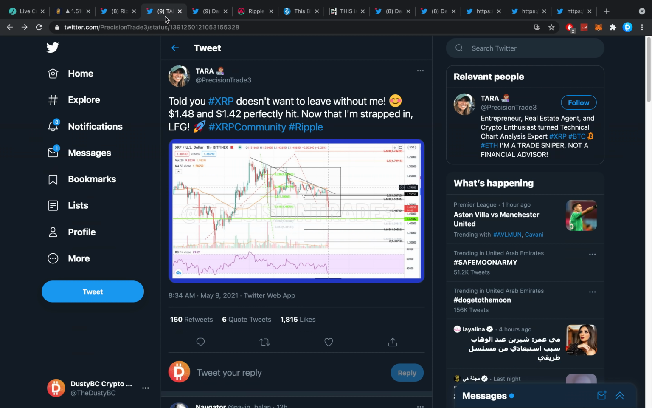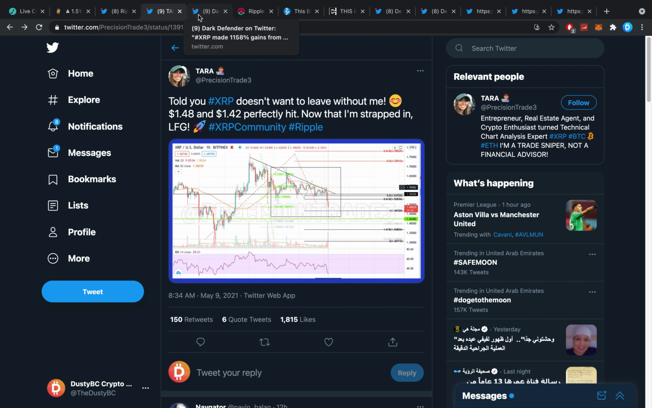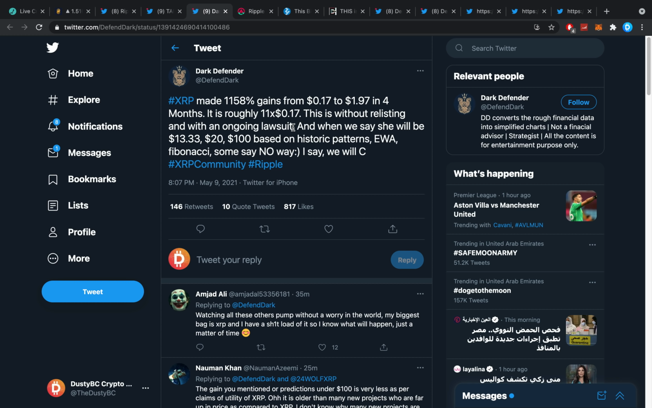Once more, guys, buying, buying, buying is all I'm doing right now. I buy every time it goes lower, as you guys most likely know already. Then Dark Defender posted: XRP made 1,158% gains from 17 cents to $1.97 in 4 months. It is roughly 11 times $0.17, and this is without relisting and with an ongoing lawsuit.